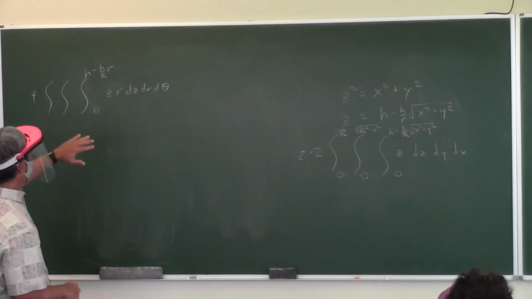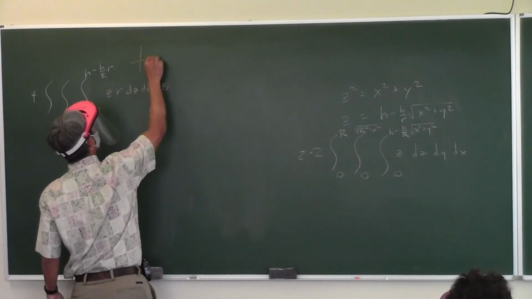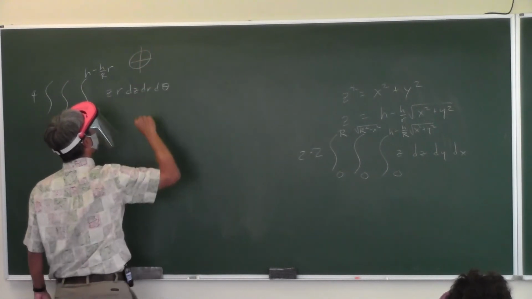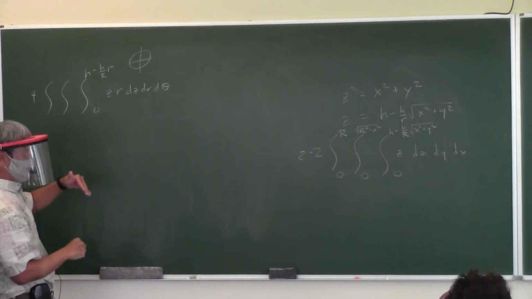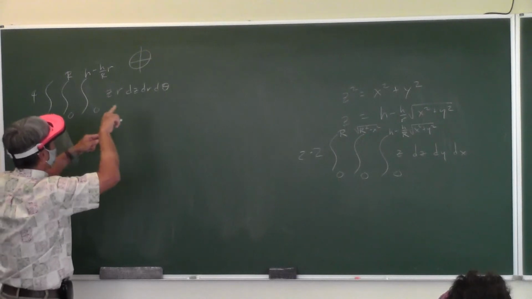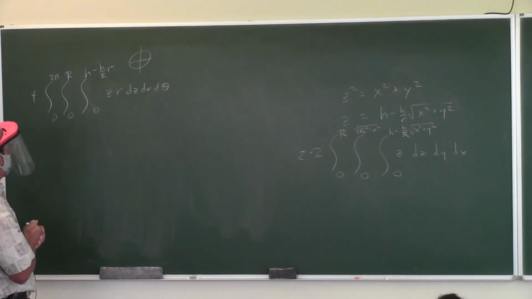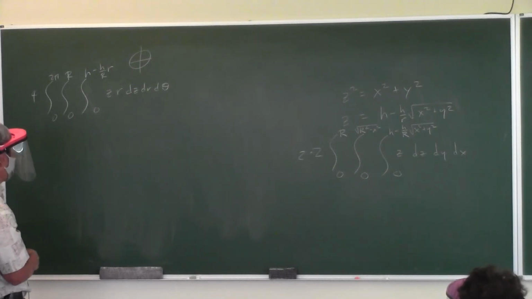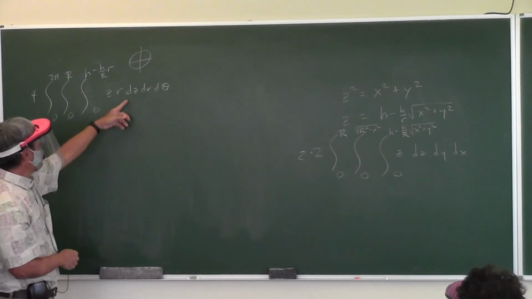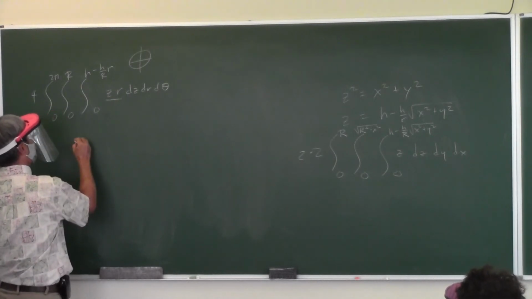Okay, and then what is r going to go to? Remember your omega region is like this, right? So r will go from 0 to R, and theta, you gotta go all the way around, so 0 to 2 pi. So we gotta compute this integral. Okay, first step, integrate with respect to z. What is the integral of this with respect to z?